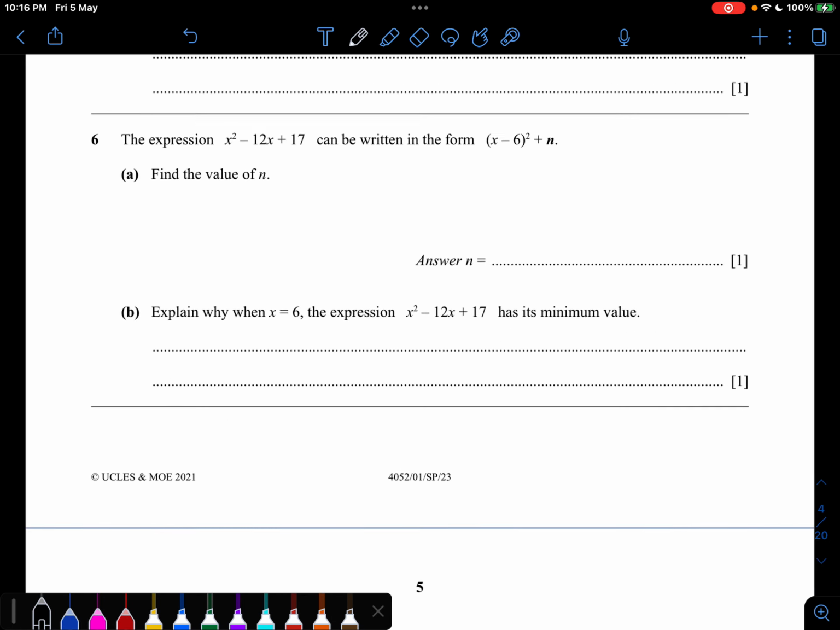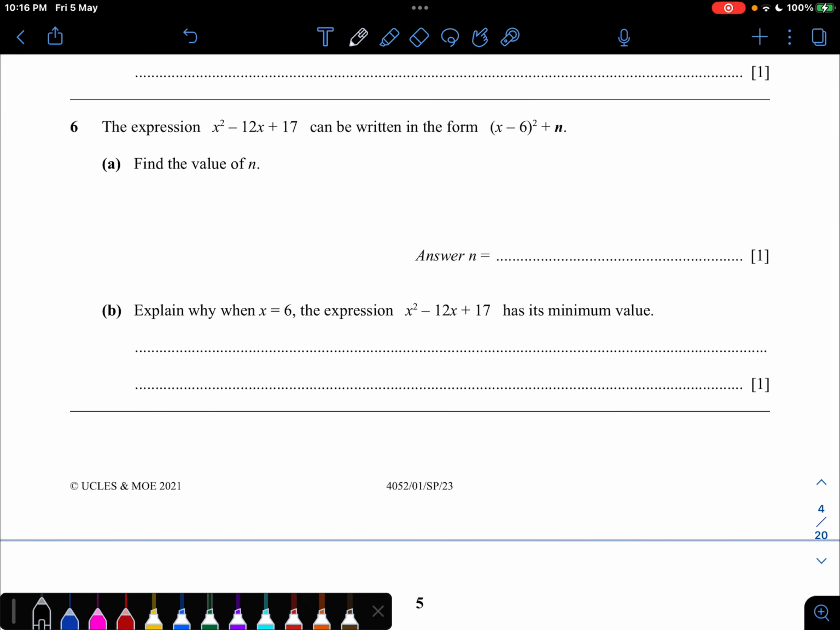Next one, question 6. Let's take a look. The expression x squared minus 12x plus 17 can be written in the form of (x minus 6) squared plus n. Find the value of n. So this is the form of a completed square. Whenever you have a bracket to the power 2 and there's an x plus, or in this case minus, some number, let's say p plus q, this is the completed square form. So you need to do the procedure for completing the square.